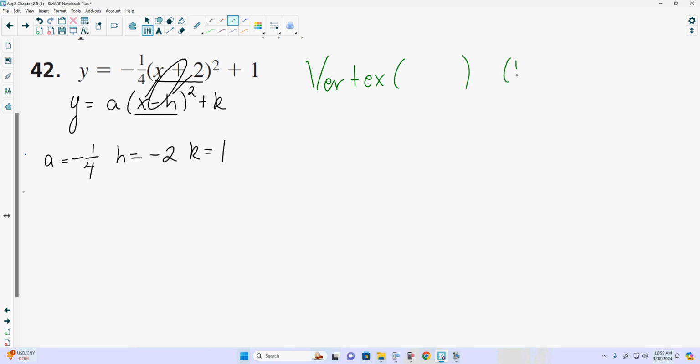Vertex is h comma k. Well, the value of h is -2, and k is 1. Focus. Again, I would just refer back to the focus in the general form, h comma k plus p. Well, h is -2. Do we know what p is yet?